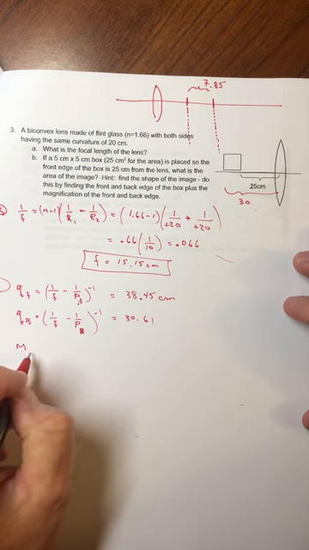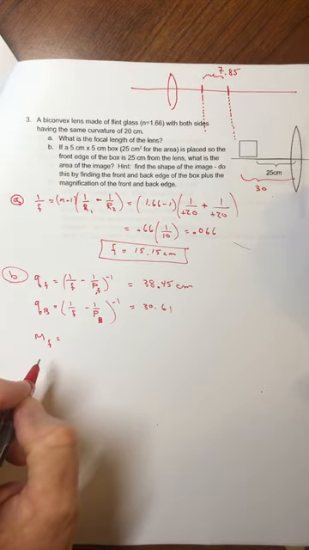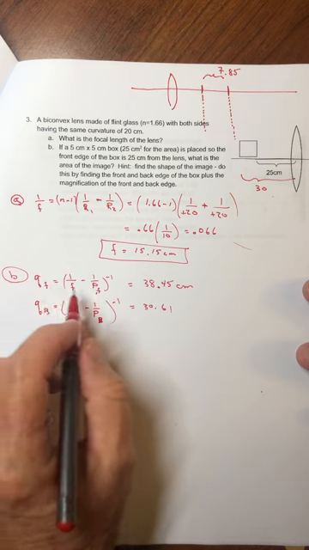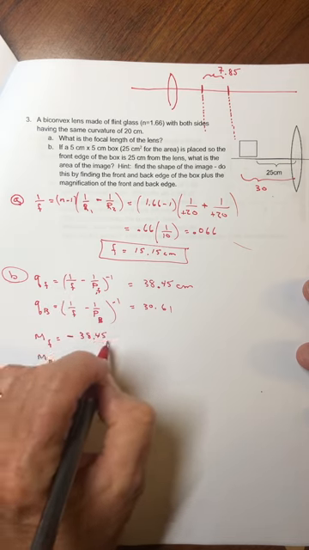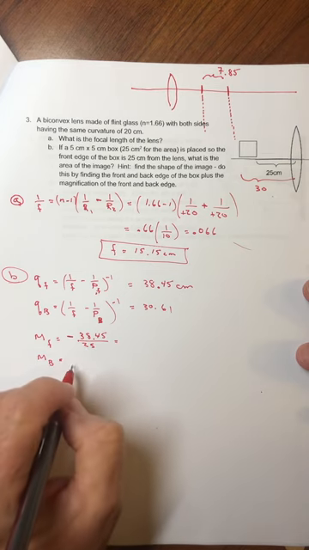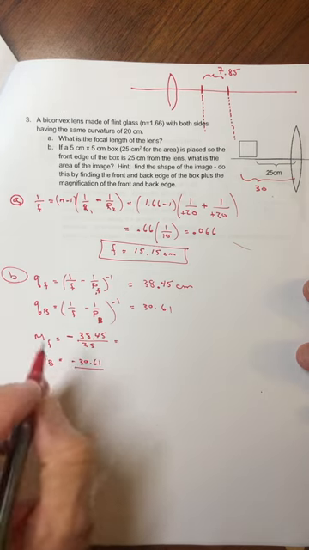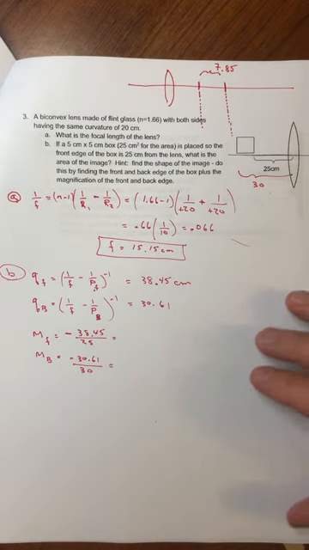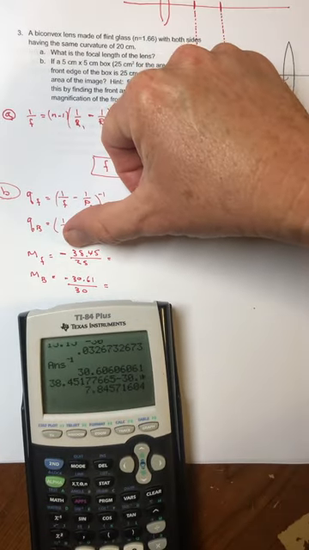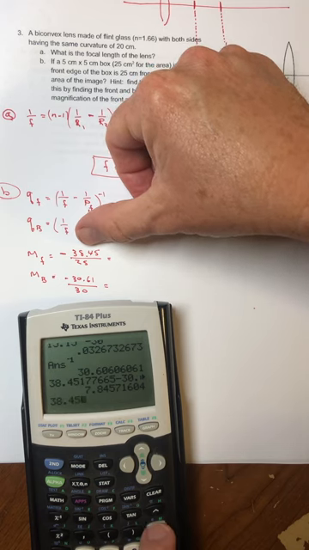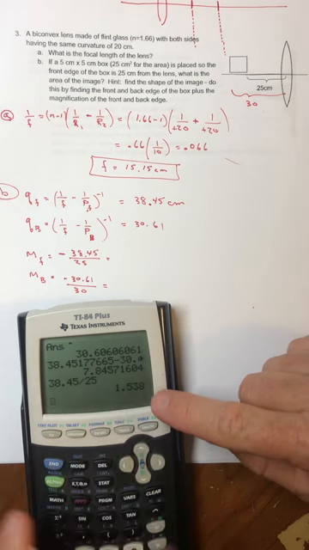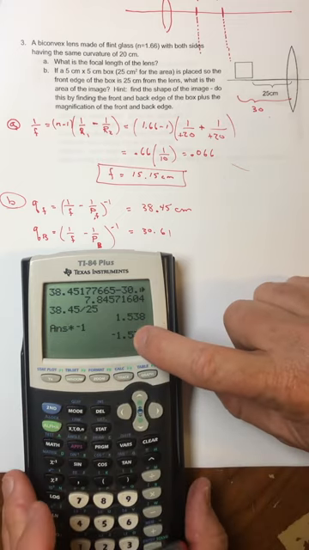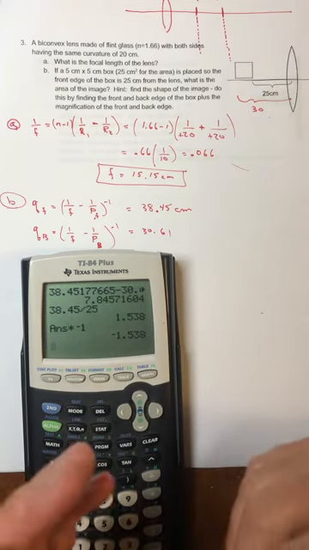So let me do a magnification of the front of the box as well as a magnification of the back of the box. So this would be negative the 38.45 over its distance of 25. And this one's going to be the negative 30.6 over the 30. And looking at this one then, the 38.45 divided by 25, and actually there's a negative there, so maybe I should put times a negative. Okay. So the magnification is about a 1.5. So it inverts it and makes it bigger.